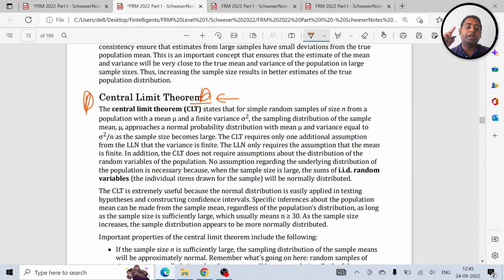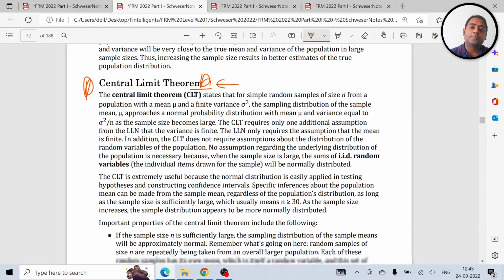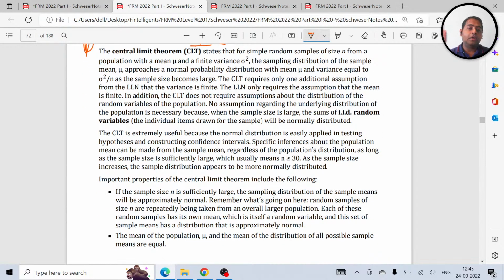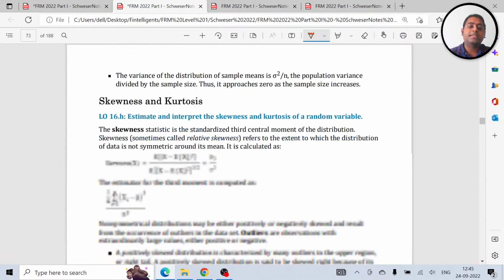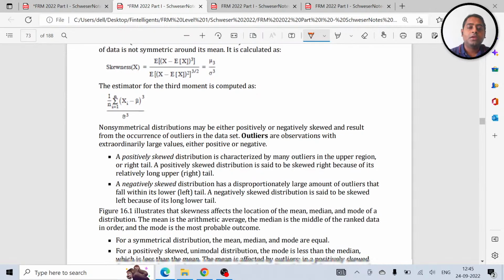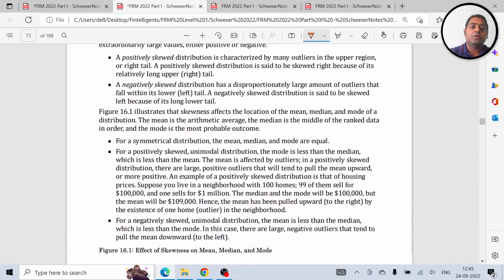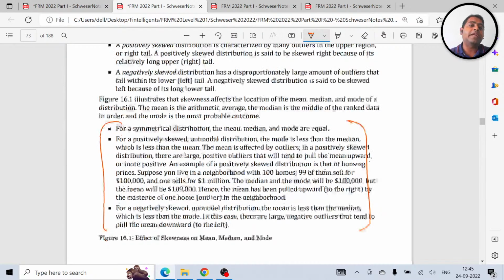This part is also connected to your hypothesis testing. So please make sure that you are looking at that, the entire paragraph, entire section. Next, skewness and kurtosis is okay. The basic part, this section you should remember. Basically, it is connected to the diagrams.